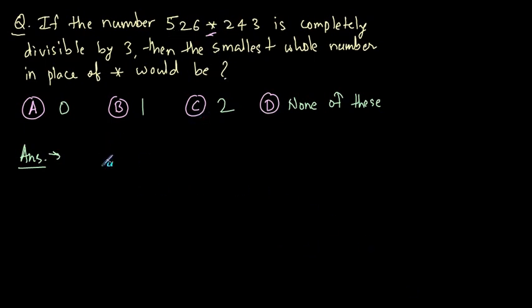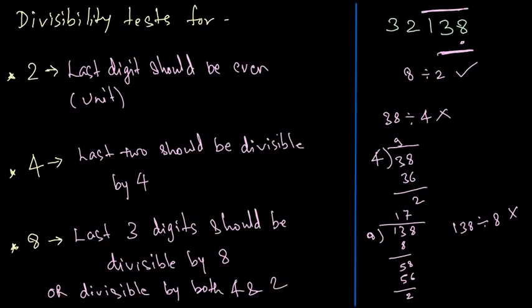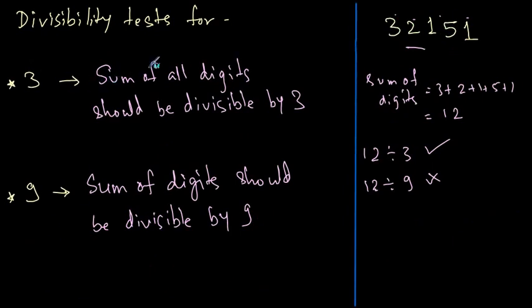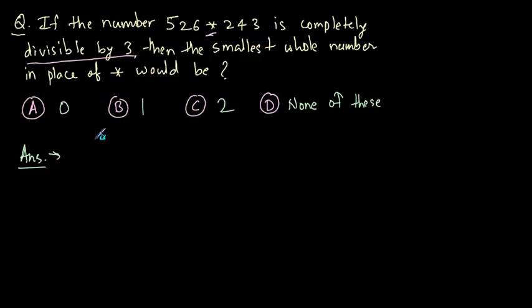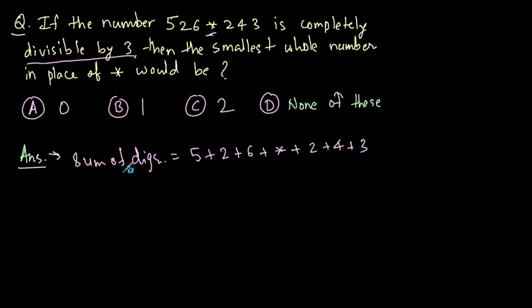So the answer is quite simple. First you need to know the divisibility test of 3. So let's look at the divisibility test of 3. It says that the sum of all digits should be divisible by 3. Let's sum up all those digits. So the sum of digits is 5 plus 2 plus 6 plus the star plus 2 plus 4 plus 3.